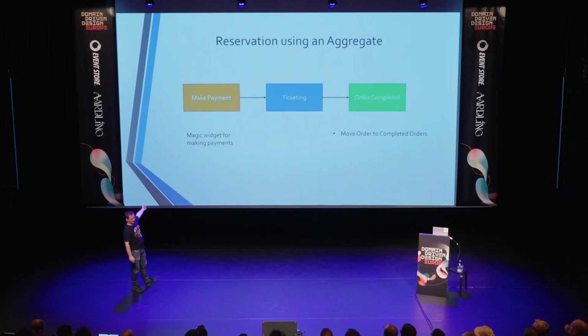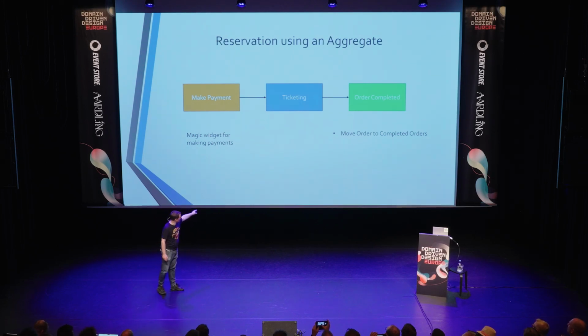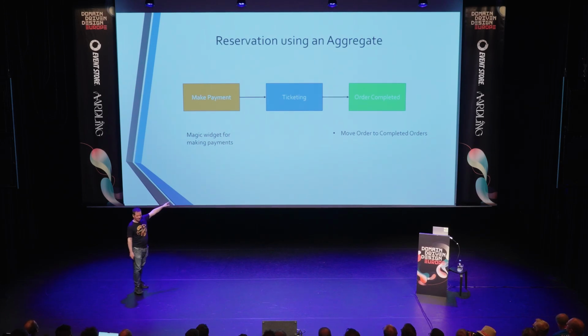We're going to make a payment. We've got Magic Stripe widget for making payments. We're going to do this through the website and pretend that there are no problems with doing that at all, because that's a completely different subject. We're going to tell the ticketing aggregate that payment has been made. Then we're going to move the order to completed orders. Should probably also subtract those tickets from the reserved ticket column.